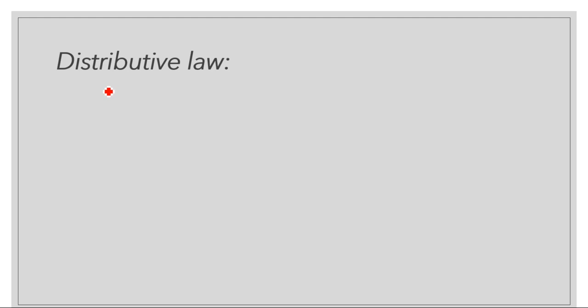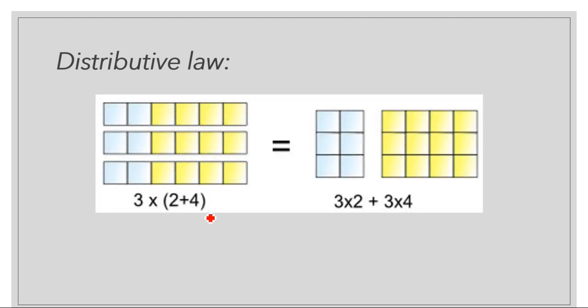Now the last one is distributive law. This is distributive law. On the left hand side, first we add 2 and 4 and then multiply it by 3. But on the right hand side, first we multiply 3 by 2 and then 3 by 4, and then we find their sum.